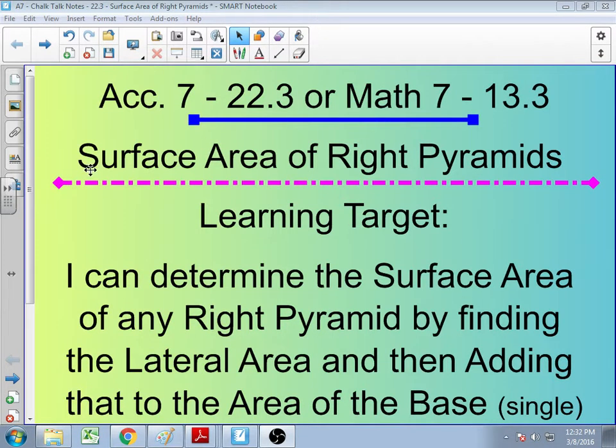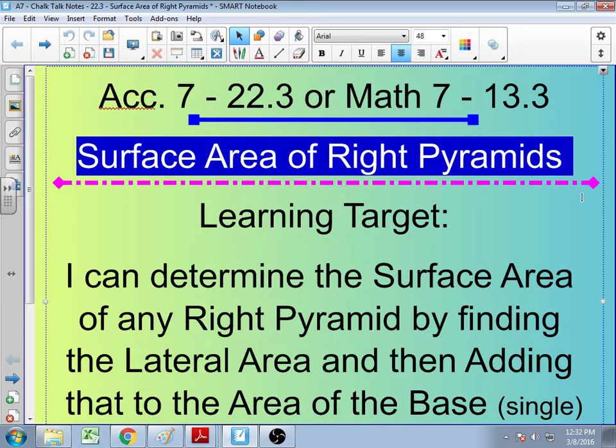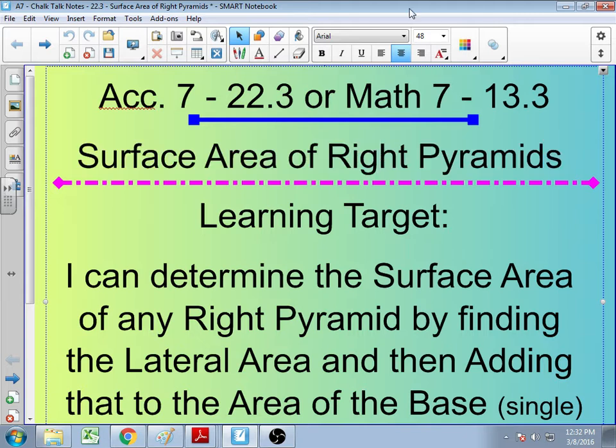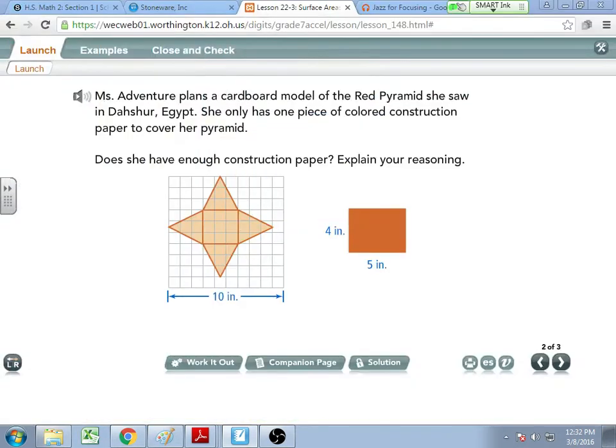Going to do a video covering the surface area of right pyramids. Depending on whether you're Accelerated 7 or Math 7 will depend on your section number, but it is the same content. So here's our learning target you can check out, and you can always come back to this at any point if you would like.